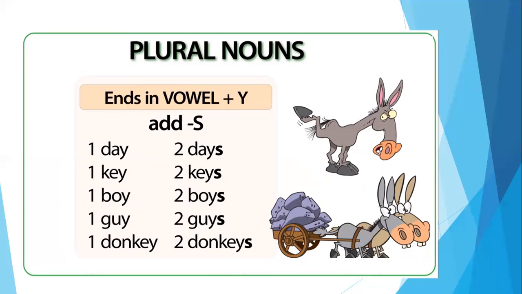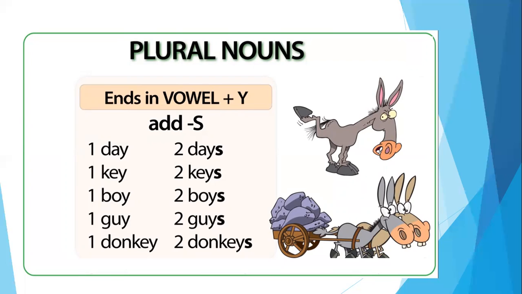When a noun ends in vowel plus Y, we add S to make it plural. First, let's see what vowels are. You know, there are 26 letters in the English alphabet. Among them, 5 letters are vowels. They are A, E, I, O, U. The rest of them are consonants, right?